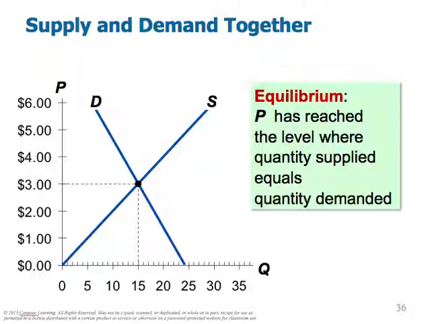Let's have a look at the market equilibrium. If we bring the supply and demand curve together, the intersection point between these two curves gives us the equilibrium price, which is $3, and equilibrium quantity, which is 15. So you bring the demand and supply curve together, and the intersection point between these two would give you the equilibrium price and equilibrium quantity.